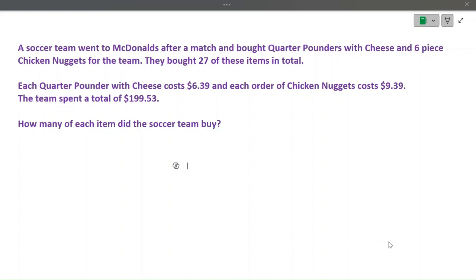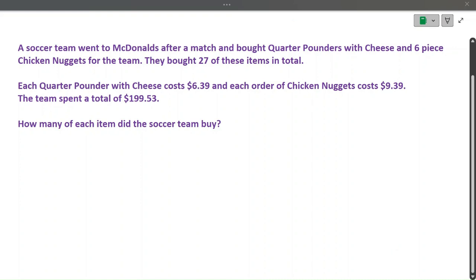So we have a soccer team went to McDonald's after a match and bought quarter pounders with cheese and 6-piece chicken nuggets for the team. They bought 27 of these items in total. Each quarter pounder with cheese costs $6.39, and each order of chicken nuggets costs $9.39. The team spent a total of $199.53. How many of each item did the soccer team buy?